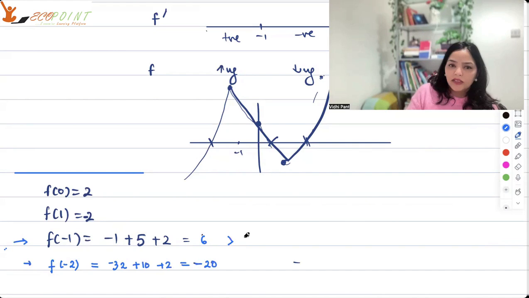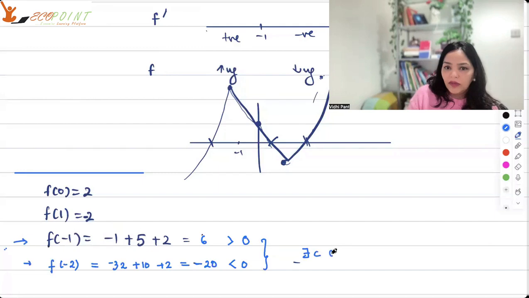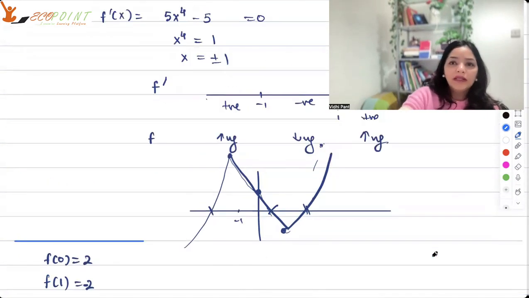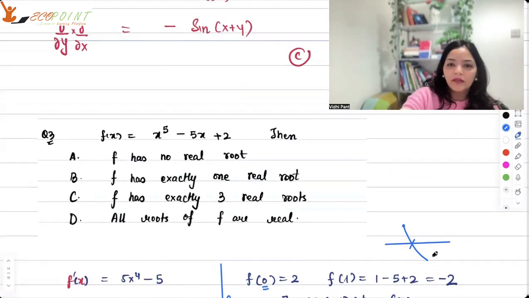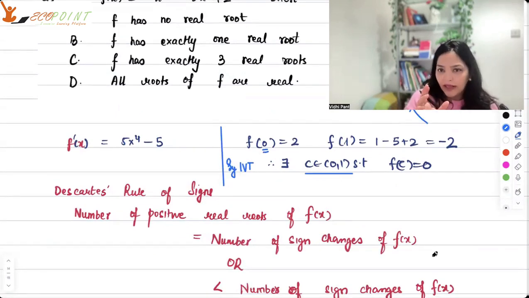So again, what you would see is that this is greater than 0 and this is less than 0. So there is again a change. That means it will cut the x-axis at least at one point here as well. There does exist a c belonging to (-2, -1) such that f(c) is equal to 0, at least one. But this is not giving us the exact number. It is giving you an idea.